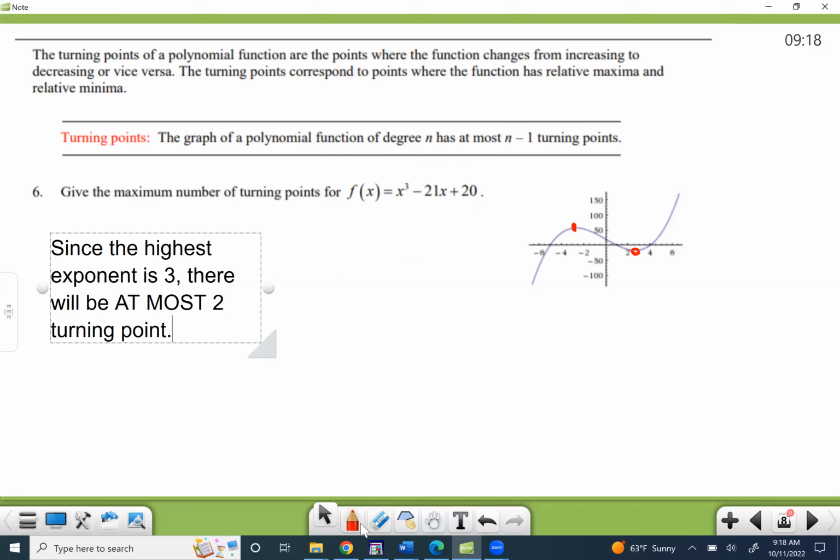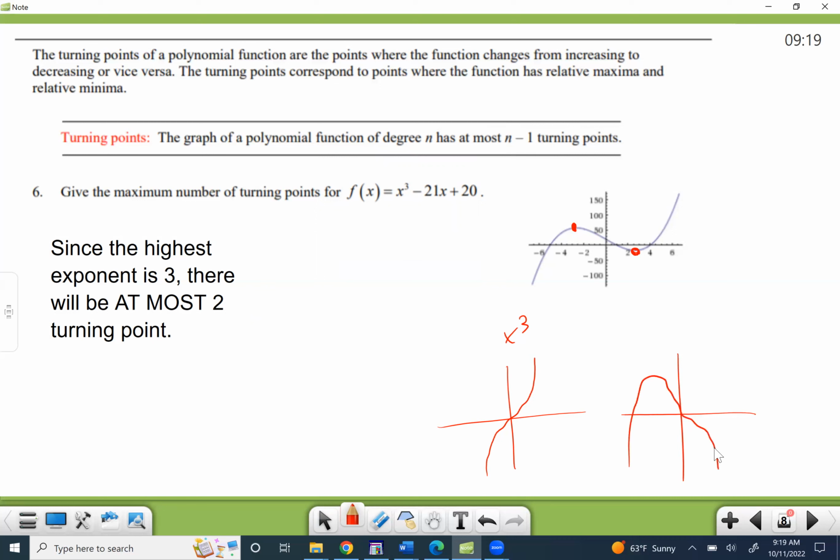Now there could be less, right? Some x cubes, as you know, have 0 turning points. This is x cubed itself and it never turned. That's why it's important that you understand at most. So it's possible for it to have 1 turning point, which would look like this maybe, something like that. It only turns around right here, okay? This one has no turning point, okay? And the one that we're looking at in the picture has 2. So it could be 0, 1, or 2. Okay, make sure you subtract 1 from the exponent to find the highest possible amount.